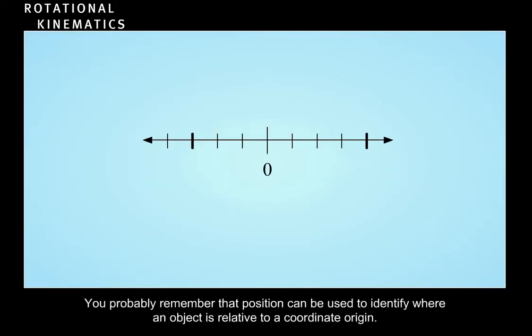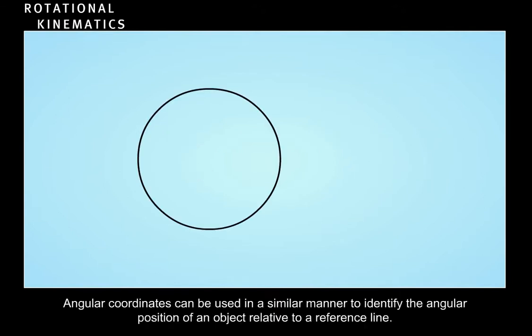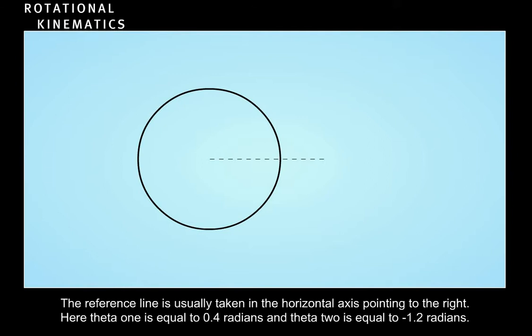You probably remember that position can be used to identify where an object is relative to a coordinate origin. For example, consider the two positions where x1 is equal to 2.5 meters and x2 is equal to negative 2.0 meters. Angular coordinates can be used in a similar manner to identify the angular position of an object relative to a reference line. The reference line is usually taken in the horizontal axis pointing to the right. Here, theta 1 is equal to 0.4 radians and theta 2 is equal to negative 1.2 radians.